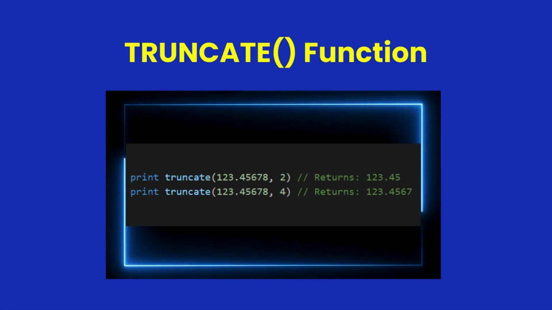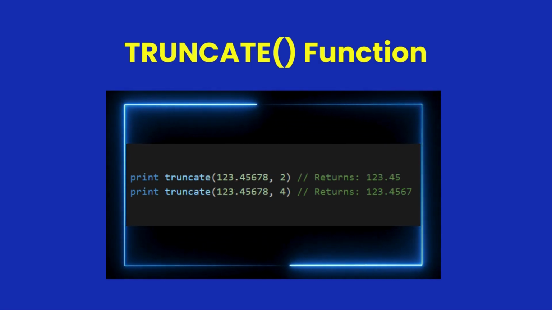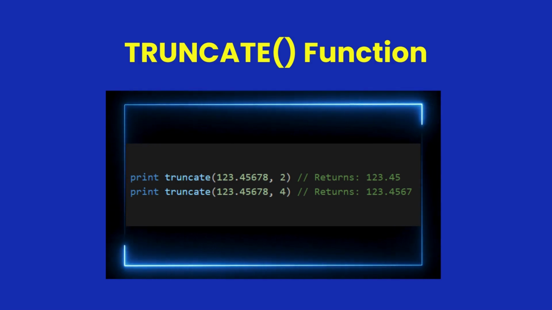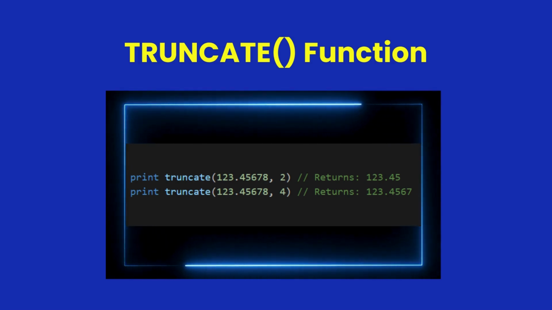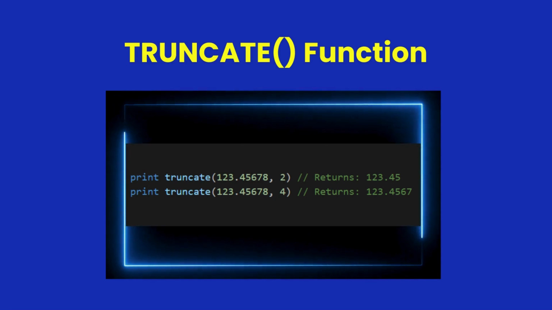The truncate function truncates a real number to a given number of decimal places. Examples include: the truncate function is useful for limiting the number of decimal places without rounding.